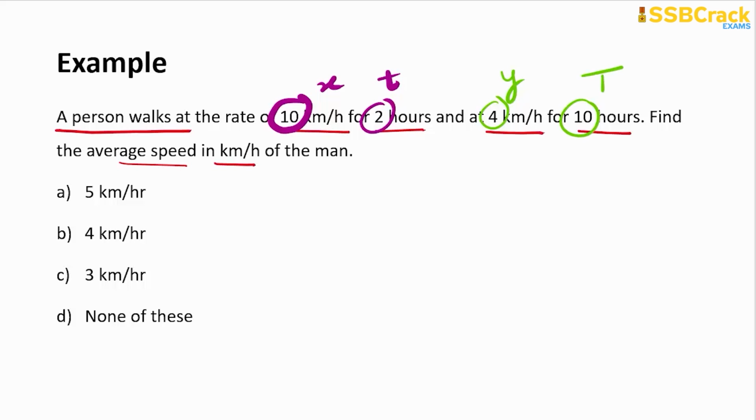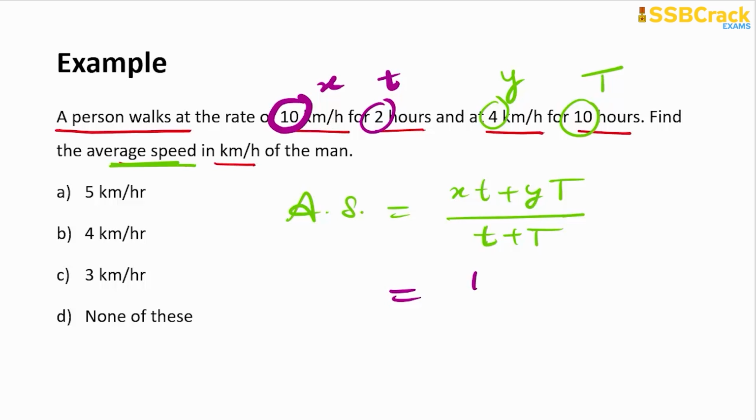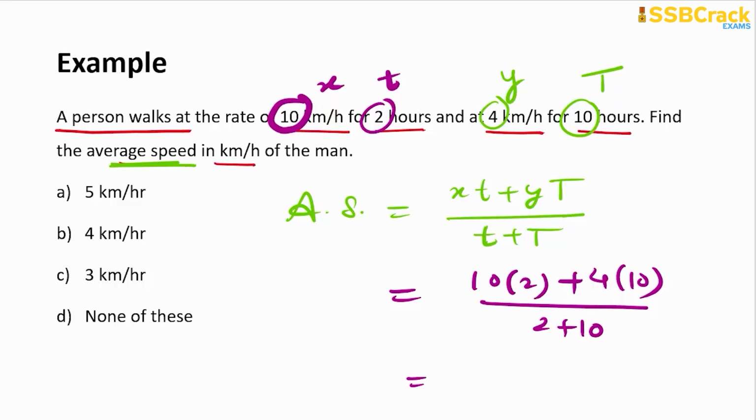and the 10 hours is the time period capital T. Hence for this particular question, the average speed AS is given by x t plus y into capital T upon t plus capital T, which we calculate as 10 into 2 plus 4 into 10 upon 2 plus 10. You can see the numerator is 20 plus 40, that is 60, and the denominator is 12, which gives the final answer 5 km per hour. Hence the right choice is option A.